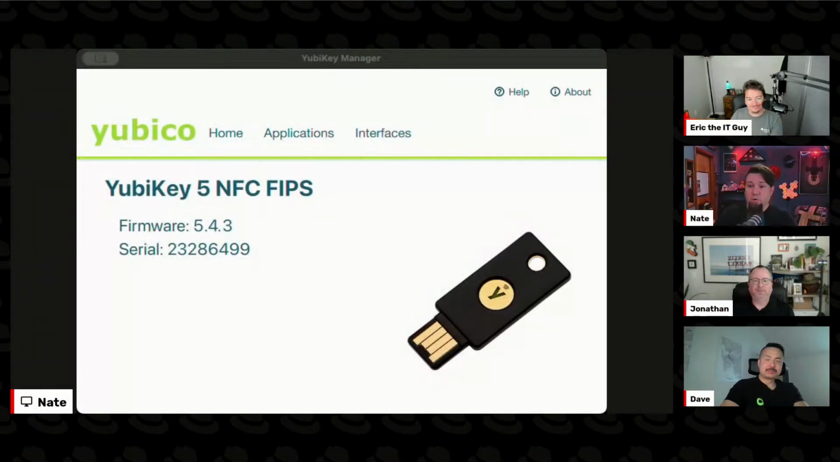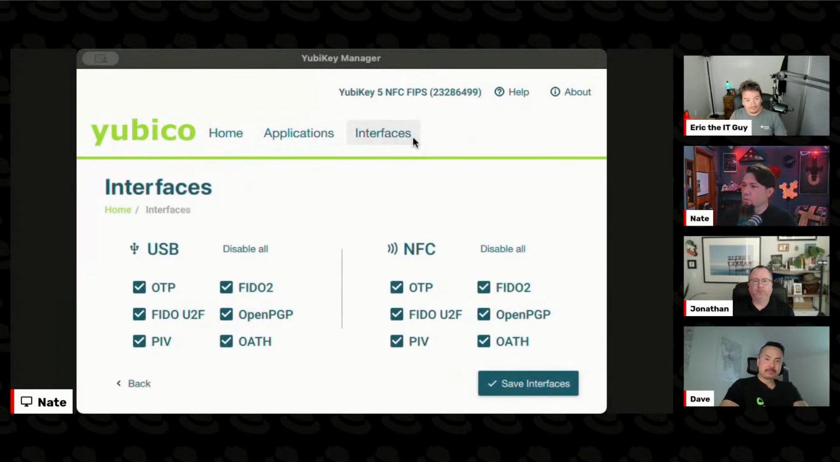So this is on my MacBook Pro. This is the Yubikey Manager, right? And you can see it sees that I've got my Yubikey 5 NFC FIPS plugged in, and it tells me what version of the firmware it's got and the serial number for that particular device. I think what I wanted to show was here.